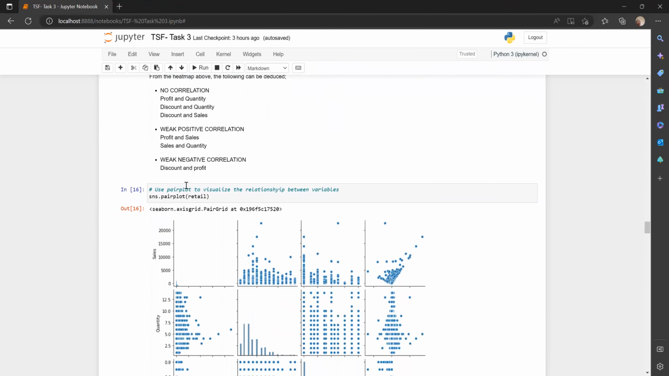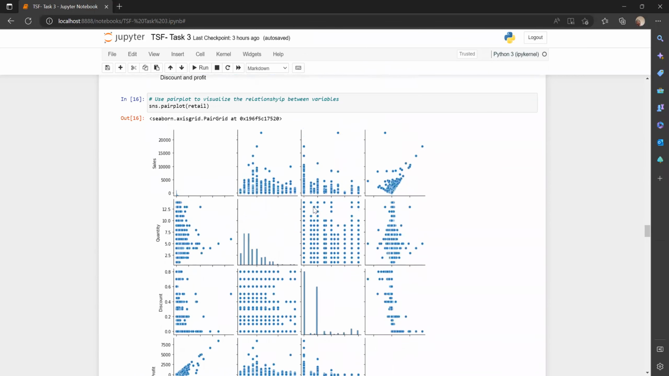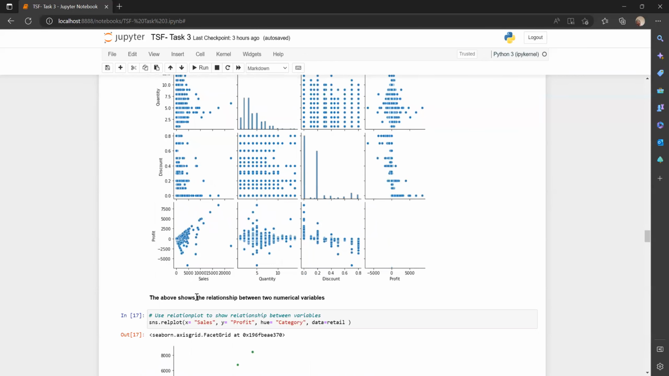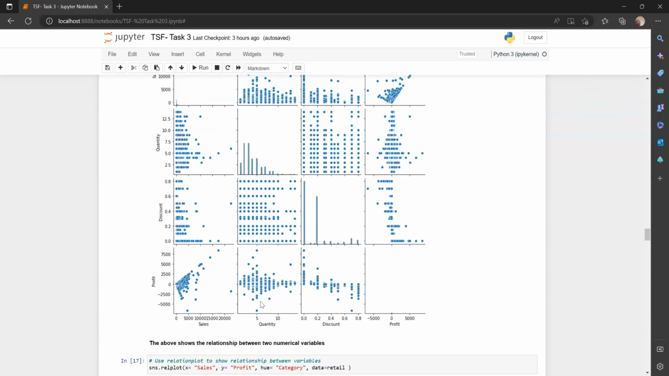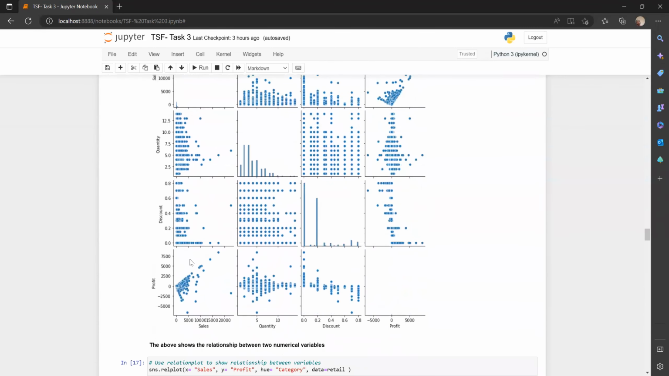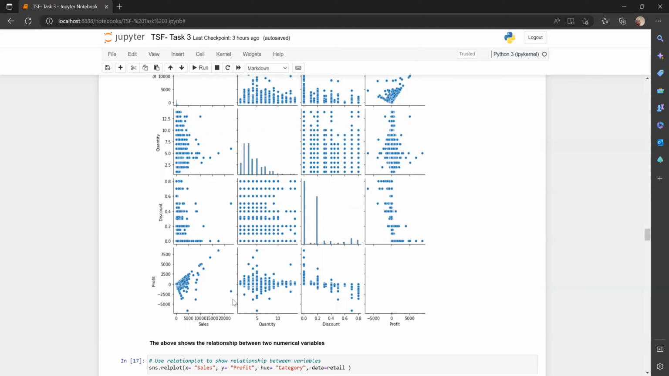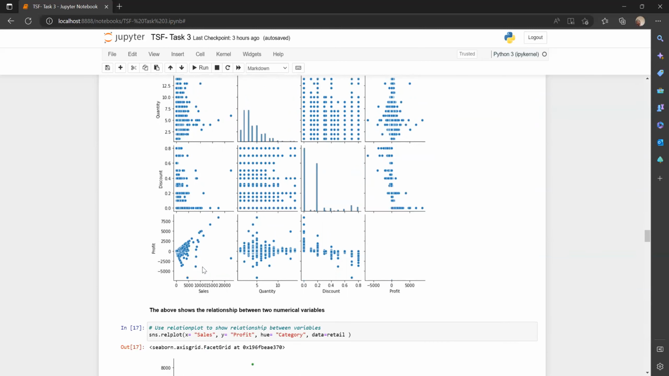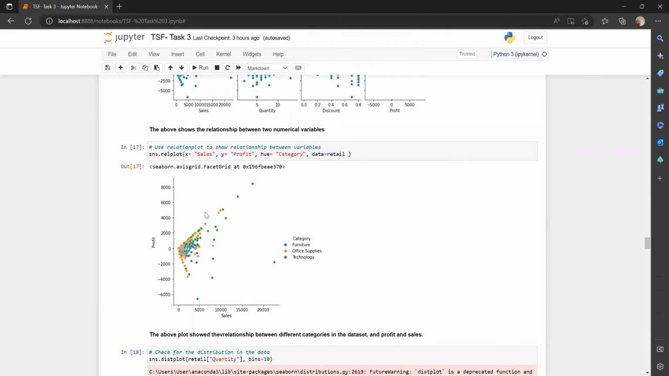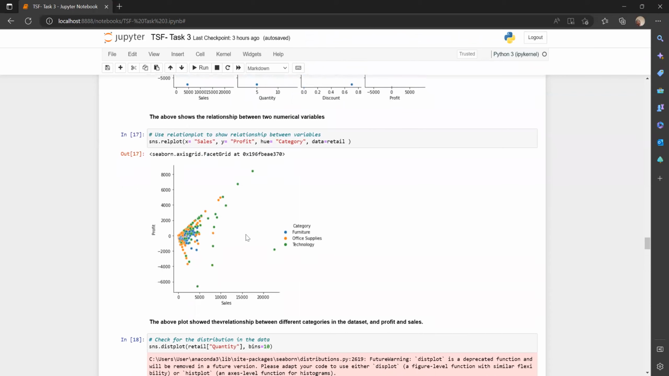The next thing I did was to use pair plots to visualize the relationship between variables. The above shows the relationship between two numerical variables, as we can see, sales against profit, quantity against profit. The next thing I did was to use a relation plot to show the relationship between variables.